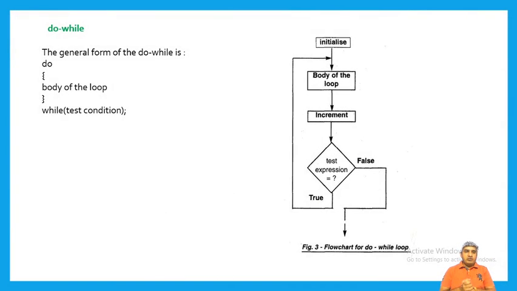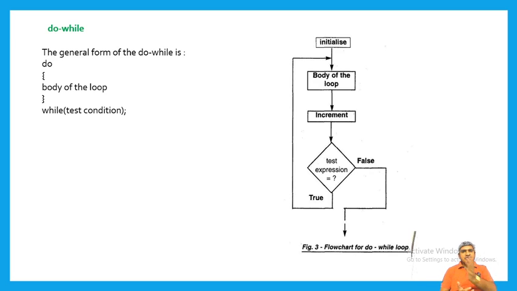Now the do while loop. The general form of a do while loop: first do, then the body of the loop is executed. Then while tests the condition. If the condition is true, again do, the body of the loop is executed. Again test the condition. If the condition is false, then execution of the program goes outside the loop. So it is a bottom tested loop. First the body of the loop is executed and after that the condition is checked.